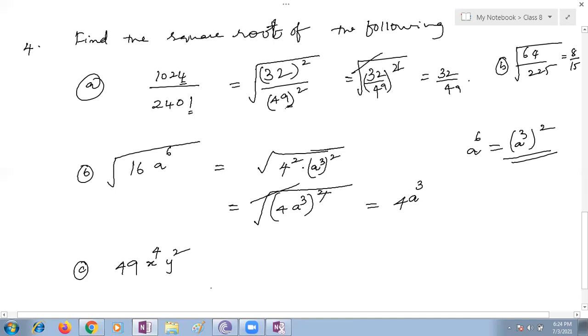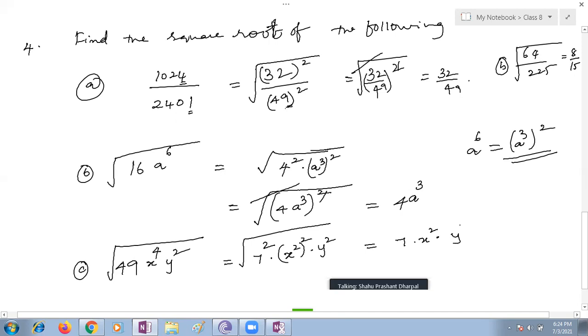Ma'am, we can write 7 square, x to the power 2 whole to the power 2, and y square. Now we can just express all the terms in powers: 7 square, x square whole square, and y square.